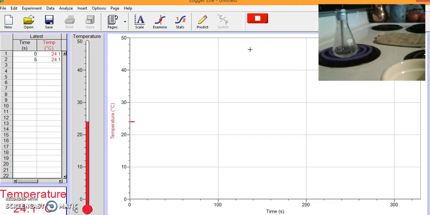So we should be collecting data. And you see that it's starting at 22 degrees. Actually, it's starting at 24 degrees. And tell me if you're seeing anything yet. I'm going to keep my eye on the flask. It's changed a tiny bit. And it's changing a little bit more every time.